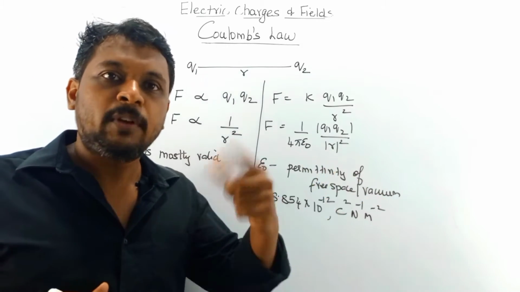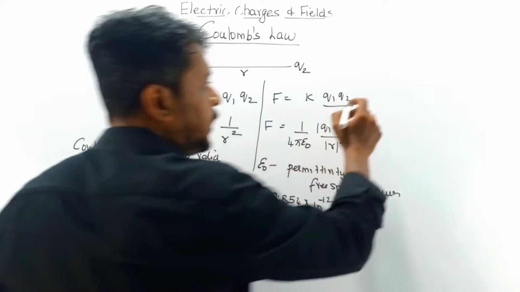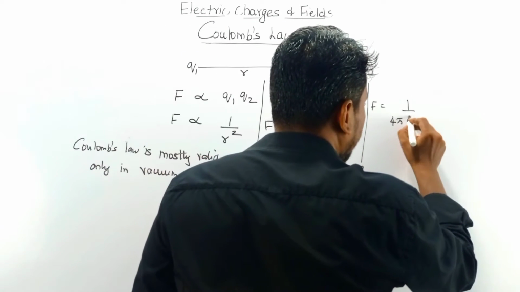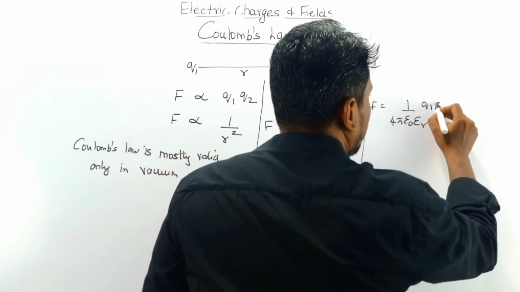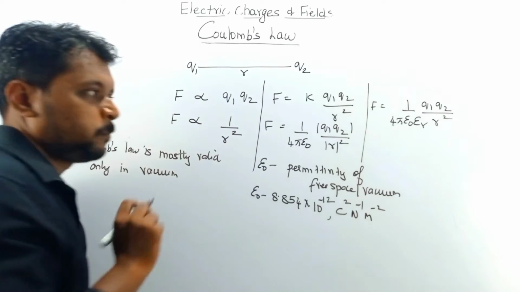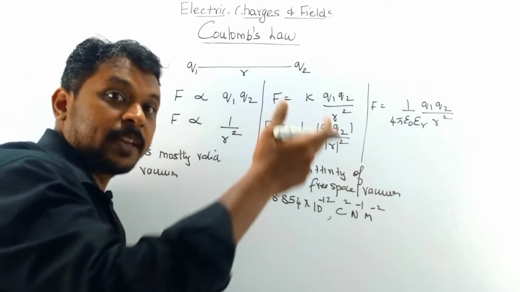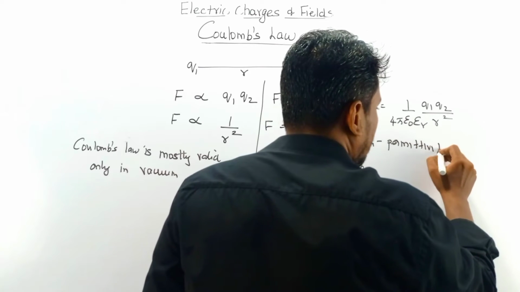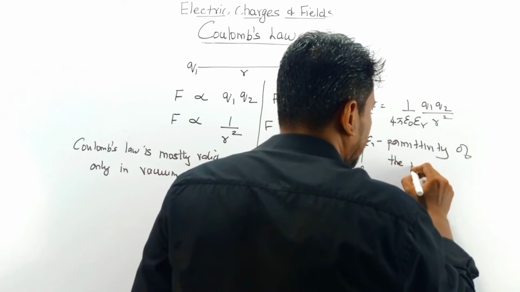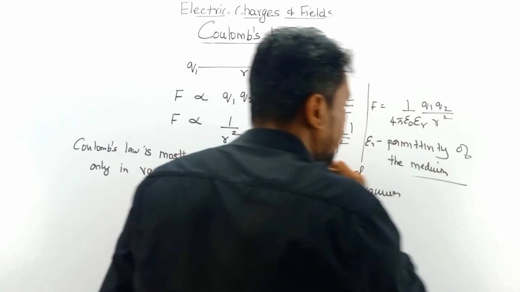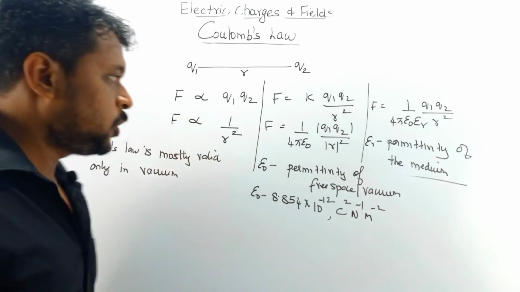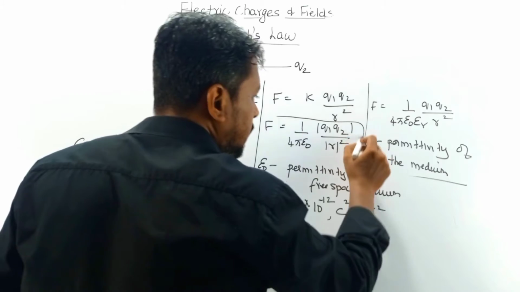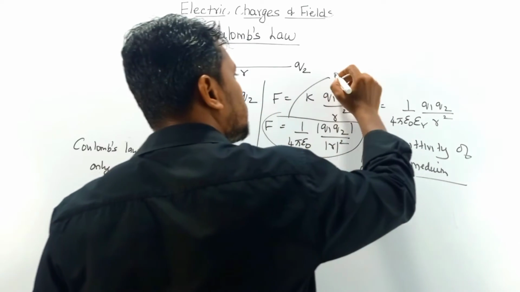So what happens when we consider other mediums? If we consider other mediums, the force can be modified as 1 by 4 pi epsilon naught epsilon r, q1 q2 by r square. I have included the representation of the medium. This epsilon r represents the permittivity of the medium. When you consider vacuum, this is the representation of the force. This represents the magnitude of the force.